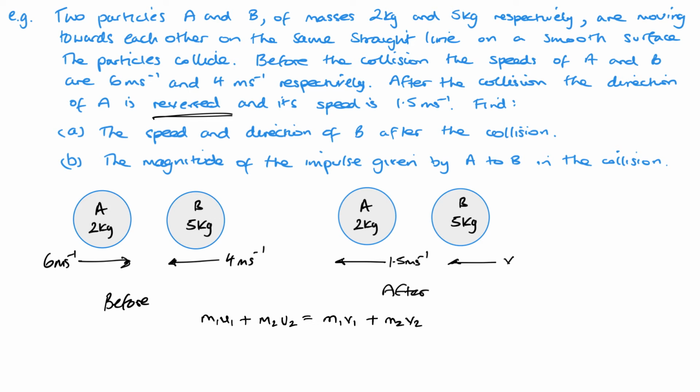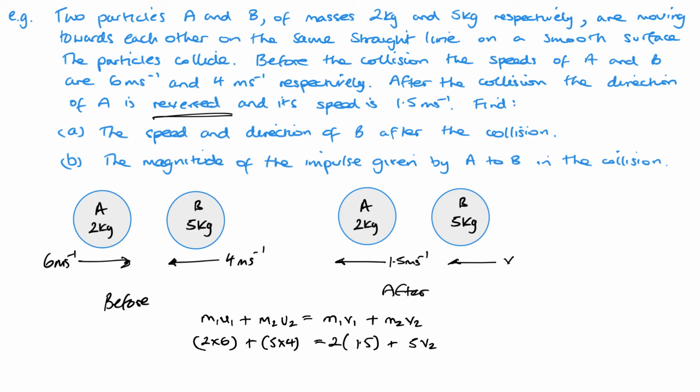So that means we've got 2 times 6 plus 5 times 4, and that's going to be equal to 2 times 1.5 plus 5 times my V2. Now, what I haven't put in yet is the directions.